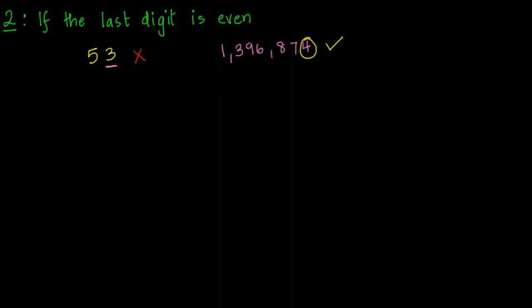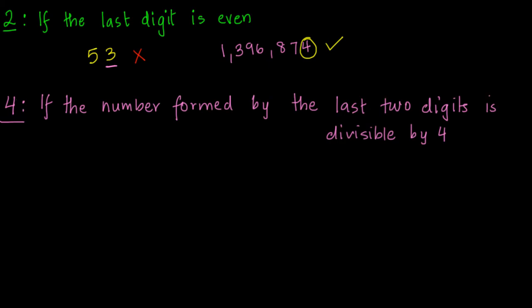Now let's look at the divisibility test for 4. If the number formed by the last 2 digits is divisible by 4, then the entire number is divisible by 4. So let's take an example. If I have the number 19,224, what I really need to look at is the last 2 digits. And since I know that 24 is divisible by 4, this entire number is divisible by 4.